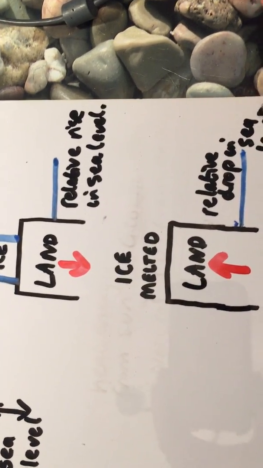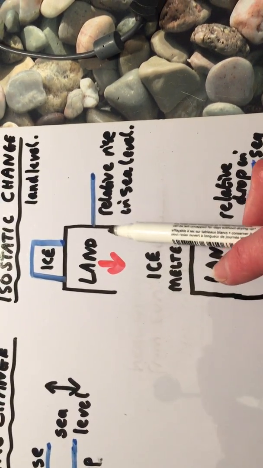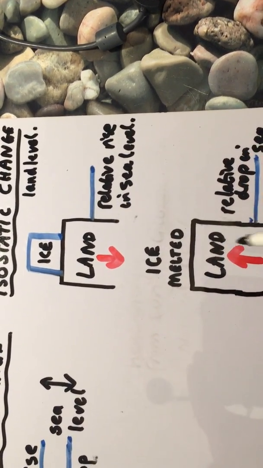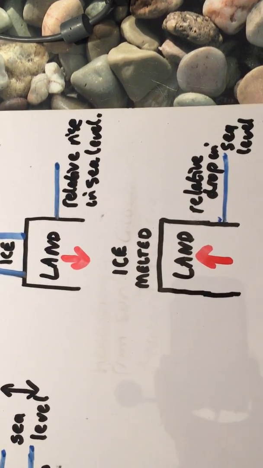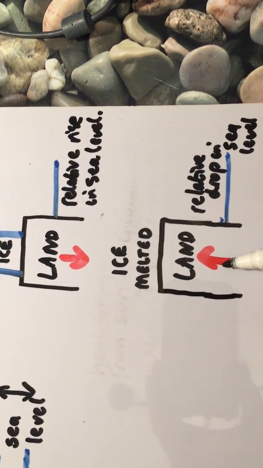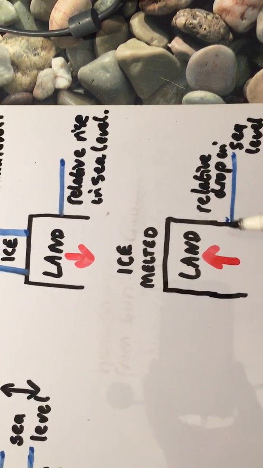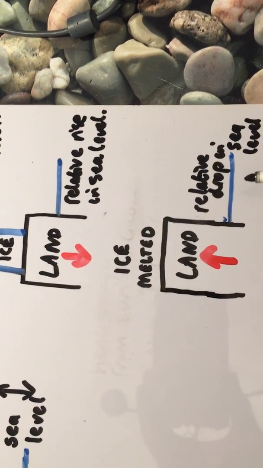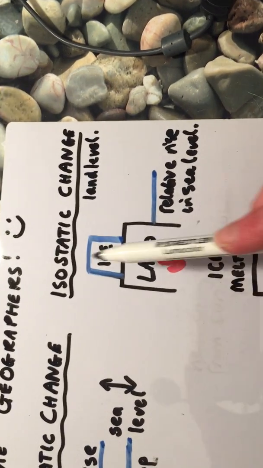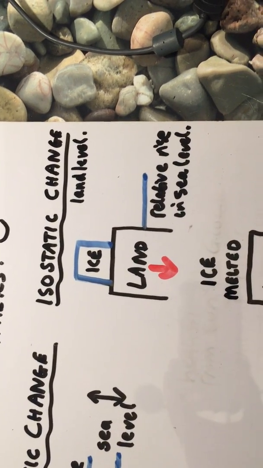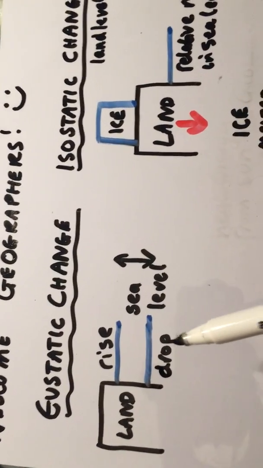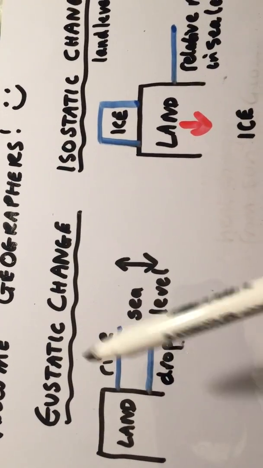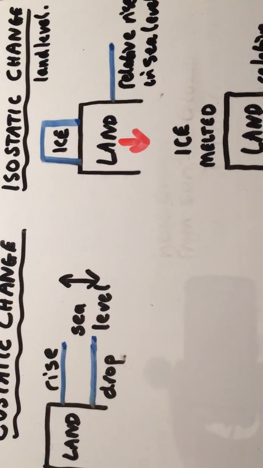Now, if you look at my diagram, I've tried to show you that. The land is here, it looks as if the sea level's higher, and the land here has risen, and I've tried to show you that the sea level looks as if it's lower. It's not. The land has moved, the sea level has stayed the same, but because the land has moved, it looks as if the sea level's gone down. So that is isostatic. If it's to do with the land going up or down, it's isostatic. If it's to do with the sea level going up or down, it's eustatic. I hope that helps you to answer these questions here.